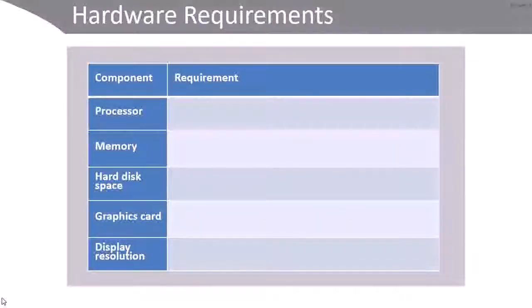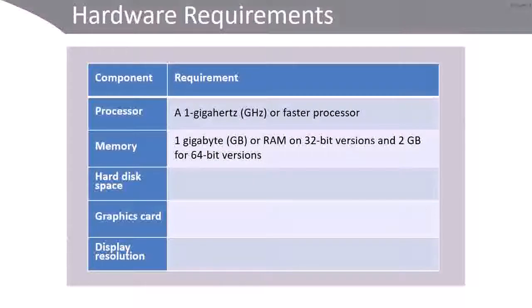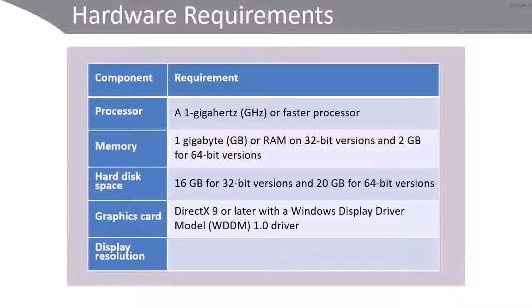The first thing you need to verify when planning to deploy Windows 10 is that your computer or computers meet the minimum hardware requirements. These are a processor of at least 1 GHz or faster, either for 32-bit versions 1 GB of memory, or for 64-bit versions 2 GB of memory. 16 GB of free disk space for 32-bit versions of Windows 10, and 20 GB of free disk space for 64-bit versions. Reasonable graphics card, and a display resolution of at least 800 by 600.